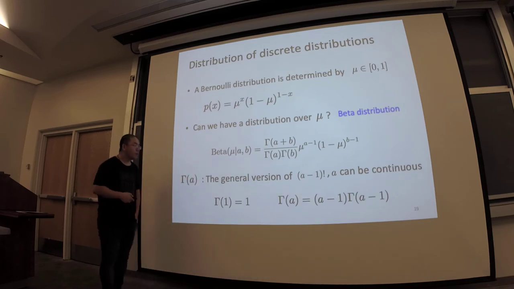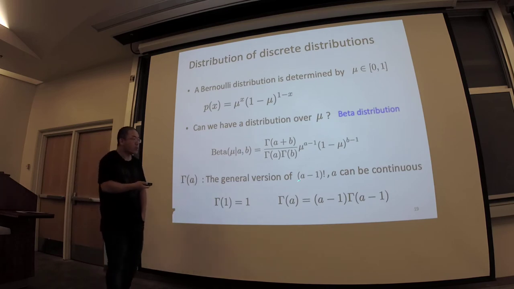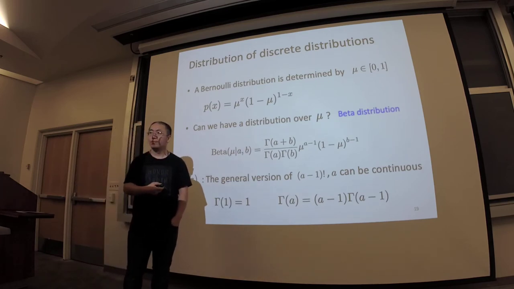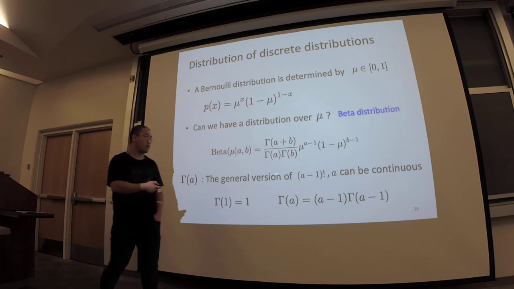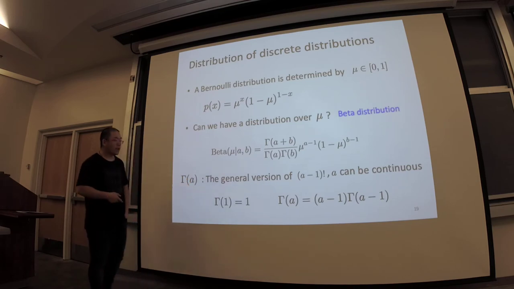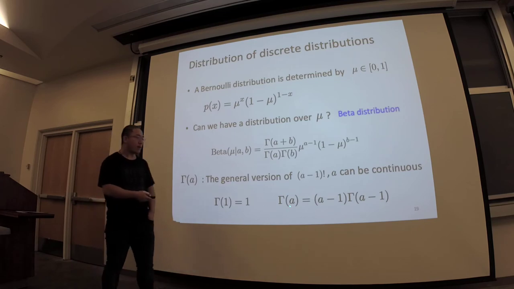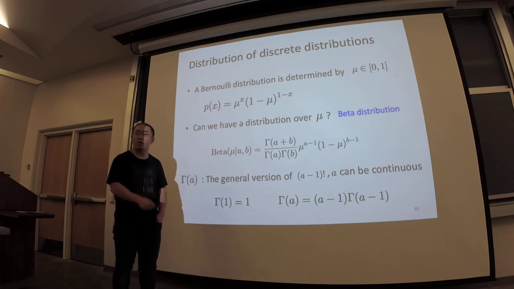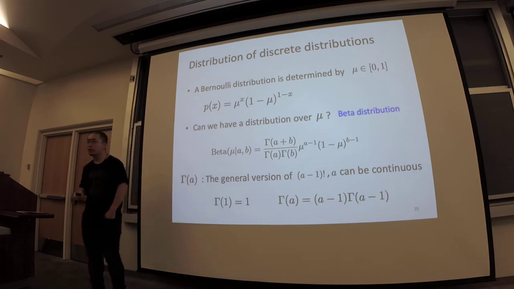So what is the gamma function? In general, you can consider it a generalized version of the factorial. If you take A to be a positive integer, then gamma A is the same as the factorial of A minus 1. The gamma function also has very good properties, like gamma 1 is 1, and gamma A is A minus 1 times gamma A minus 1. So you just consider it as a continuous version of the factorial.